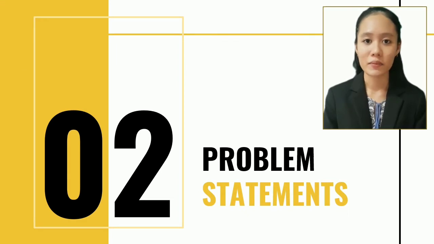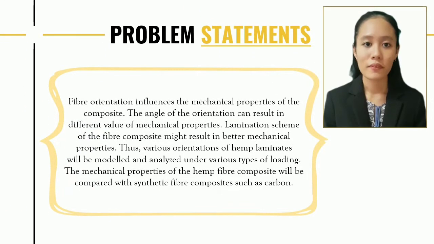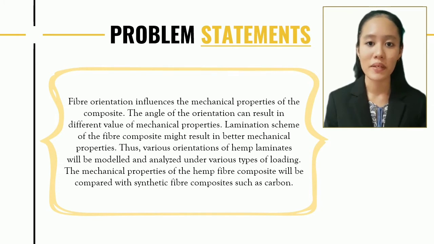The second section is the problem statements. In this section, I will describe the issue to be addressed in this project. Fiber orientation influences the mechanical properties of the composites. The angle of orientation can result in different values of mechanical properties. Lamination schemes of the fiber composite might result in better mechanical properties. Thus, various orientations of hemp laminates will be modeled and analyzed under various types of loading. The mechanical properties of the hemp fiber composite will be compared with synthetic fiber composites such as carbon.